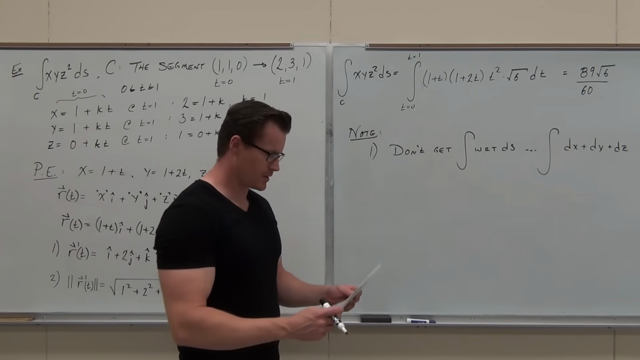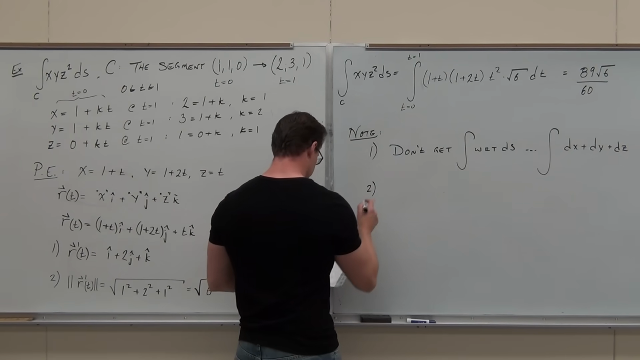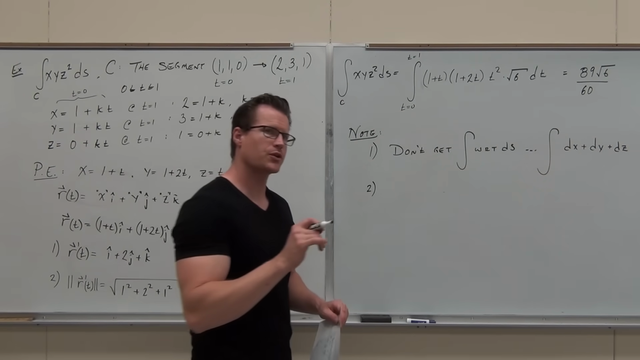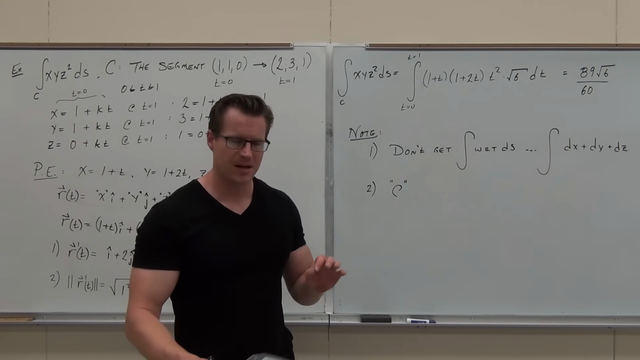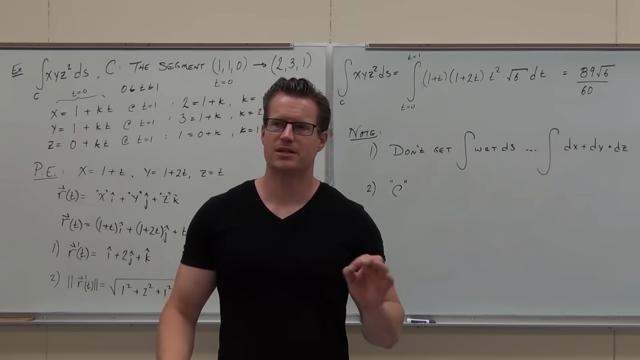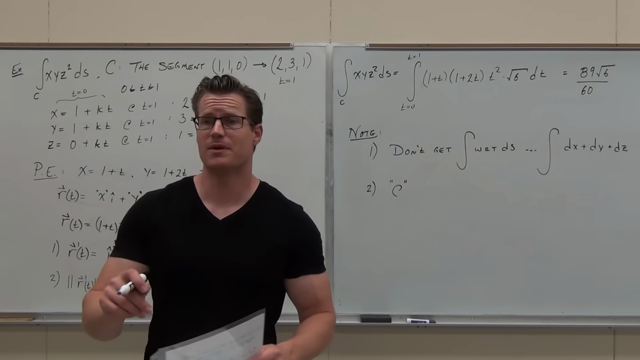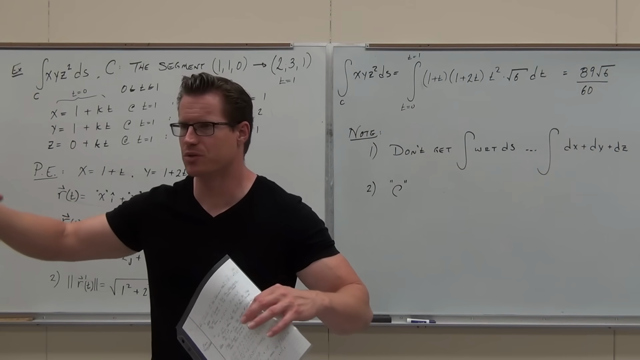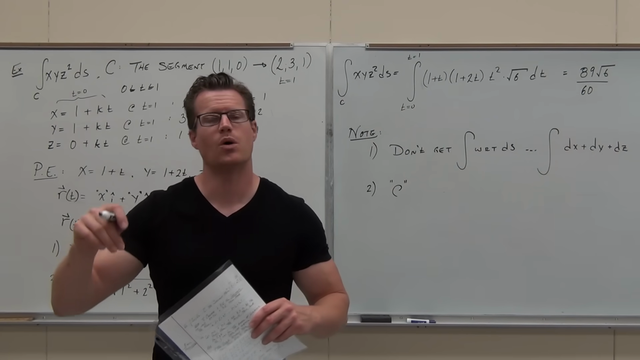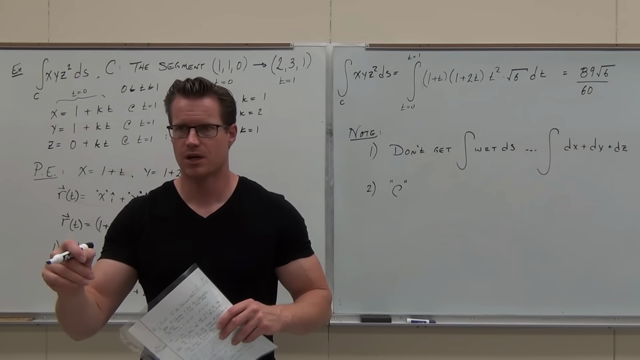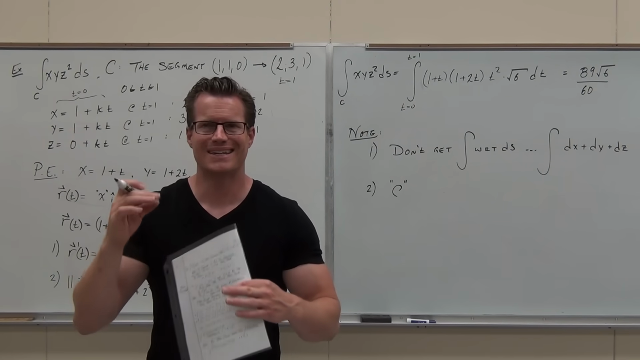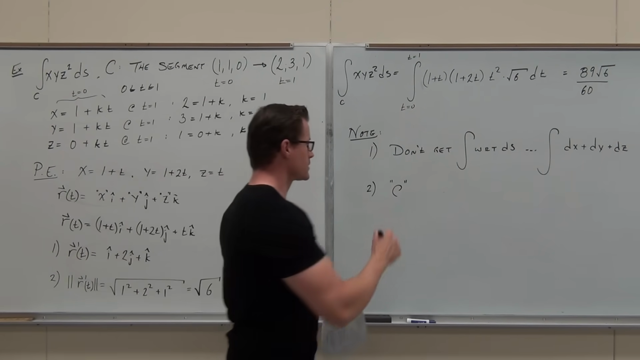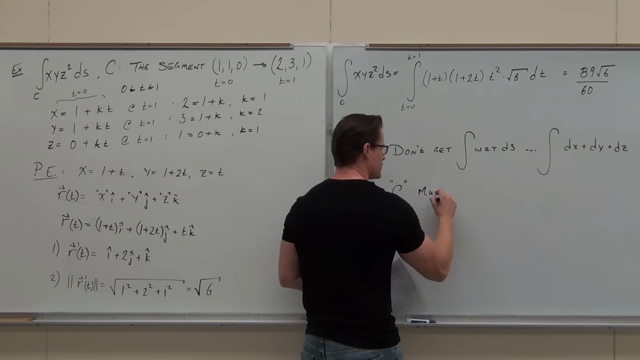The second thing that can happen: your curve must be connected and it must be smooth. Most important, it must be smooth. Disconnected, you just do two integrals. But not smooth, you also have to do two integrals. So you can't have a cusp. Remember that word cusp, a sharp point? You can't have that on your curve either. C must be smooth.